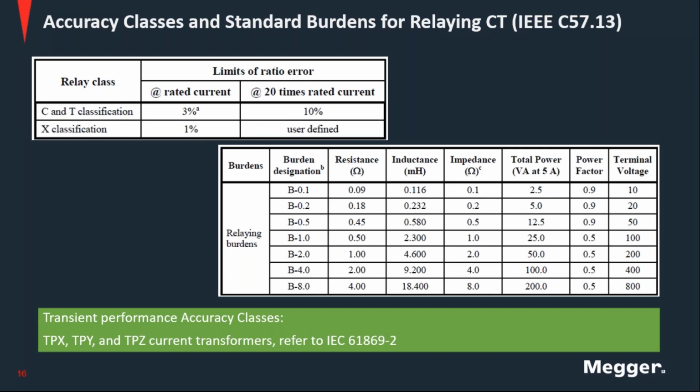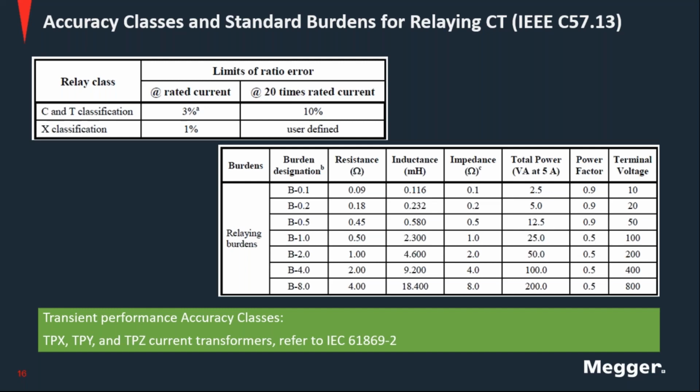And we have the same table for burdens here, and there are some CTs that are not covered in the IEEE standard, but IEEE standard refers them to IEC 61869-2, which is the corresponding family of standards in the IEC world. And this is the reason you would sometimes need to test CTs under IEC standards here in the US. So that's a quick reference about it.